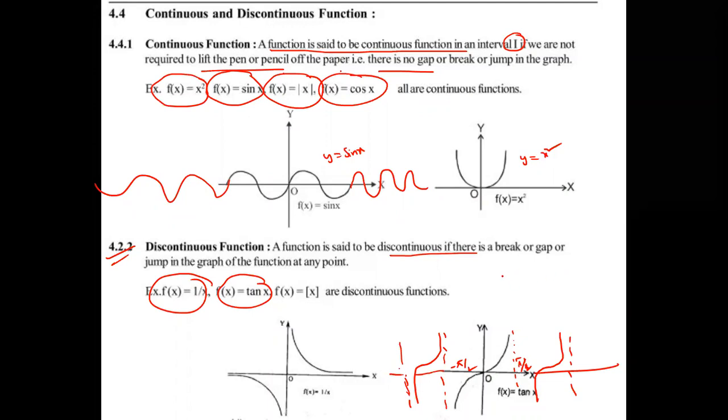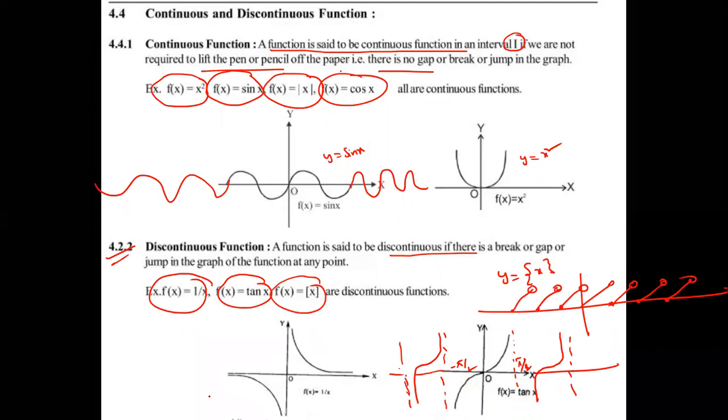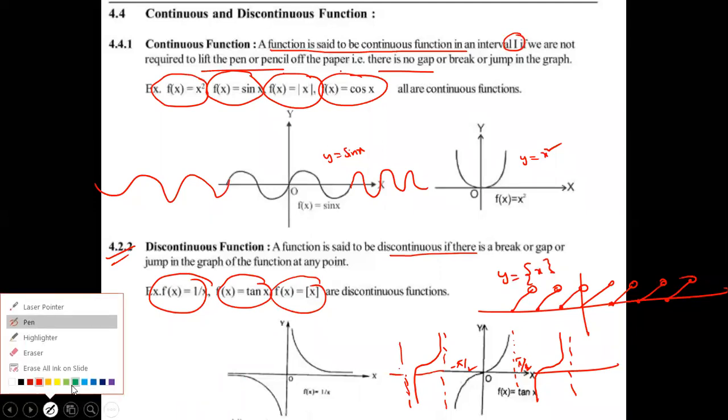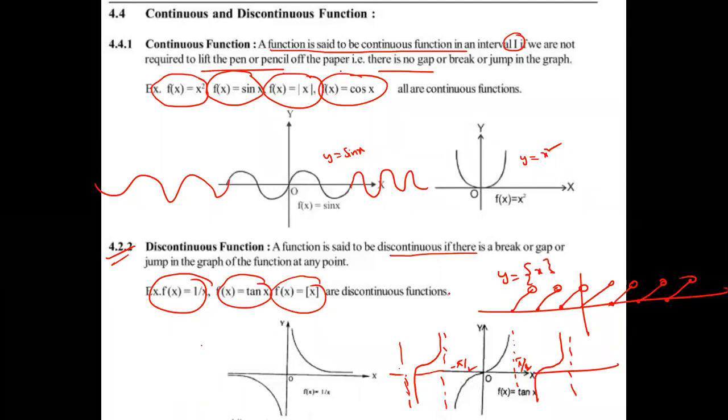One more example: fractional part of x. Is there anyone with an idea of the graph of the fractional part of x? See, this is the fractional part of x graph. Completely there is a gap, a jumping. That is the meaning. This one is discontinuous.